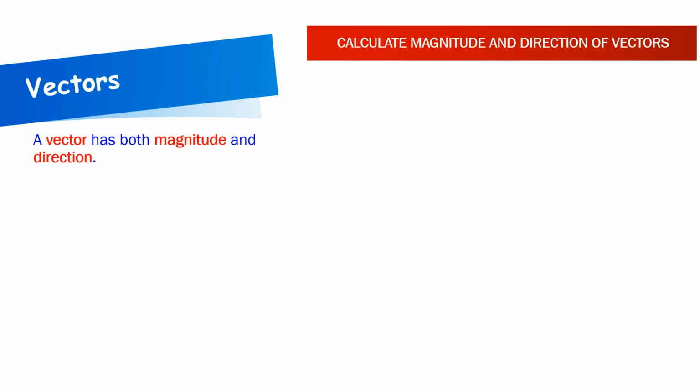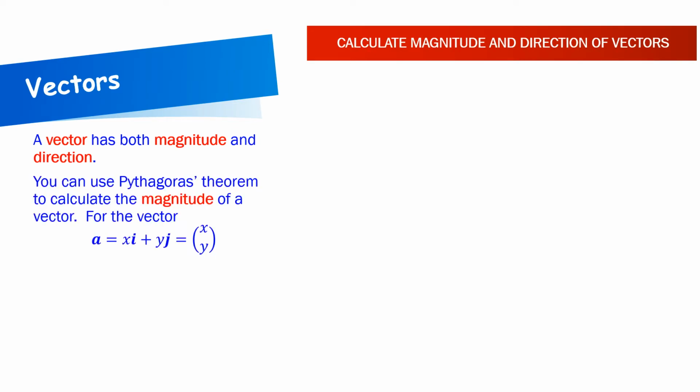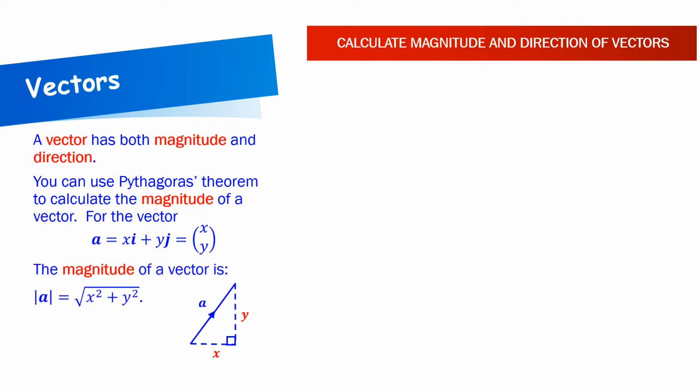A vector has both magnitude and direction. You can use Pythagoras' theorem to calculate the magnitude of a vector. So, for a vector A equals xi plus yj, or as a vector written as x, y, we can illustrate this as shown. So here's the x part of A, and here's the y part of A, and this becomes a right-angled triangle as shown. The magnitude of a vector is mod A equals the square root of x squared plus y squared.